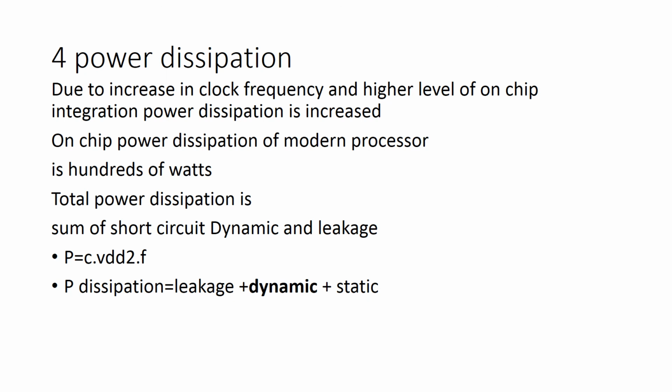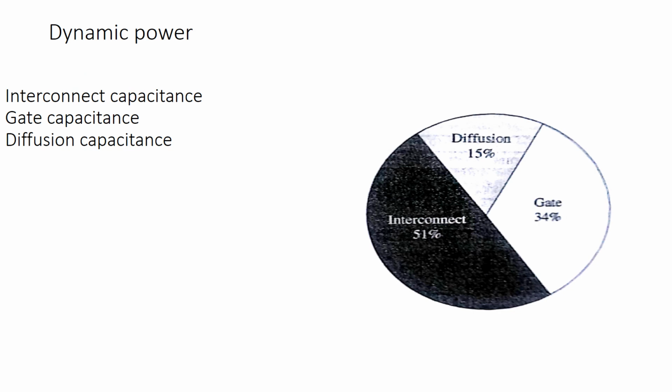Then power dissipation. You know that power dissipation is very important, because if excessive power dissipation is there on chip, heat is generated, temperature on chip rises, and as a result the reliability of the chip is in danger. So power dissipation is also an important criterion. Different types of power dissipation are there: overall power dissipation is leakage plus dynamic plus static. You can see here the overall power dissipation.